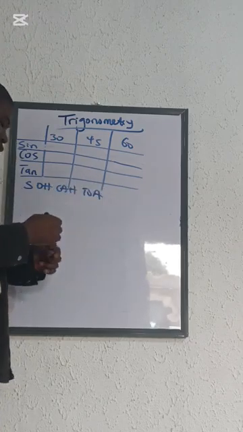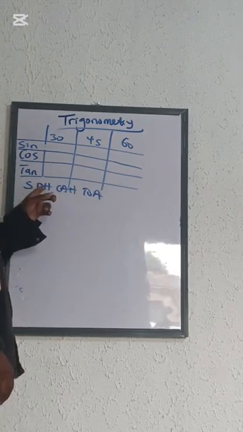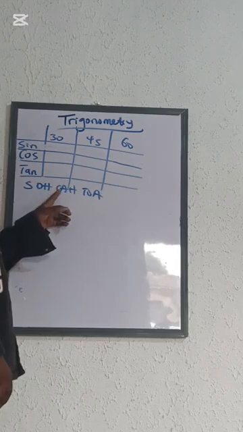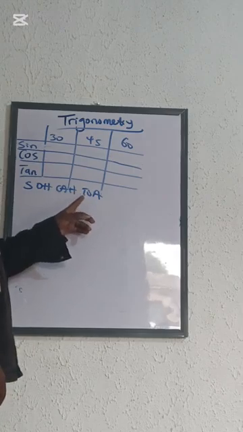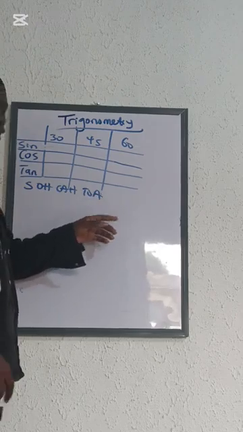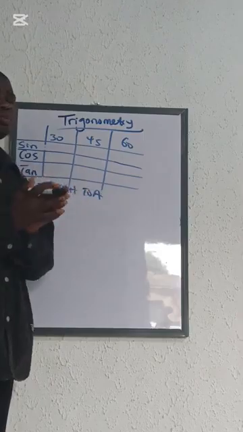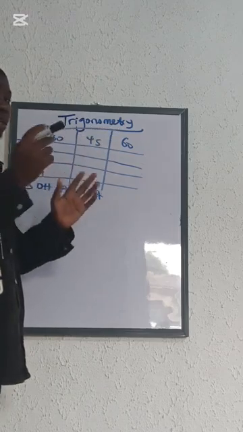SOH, S means sine: sine means opposite over hypotenuse. CAH, C means cos: adjacent over hypotenuse. TOA means tan: opposite over what? Adjacent. So when we are dealing with sine, cos, tan, we need to look at a right angle triangle.